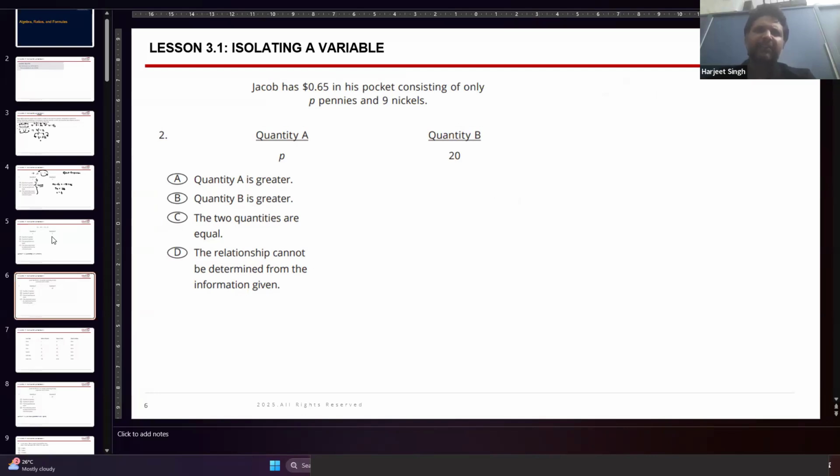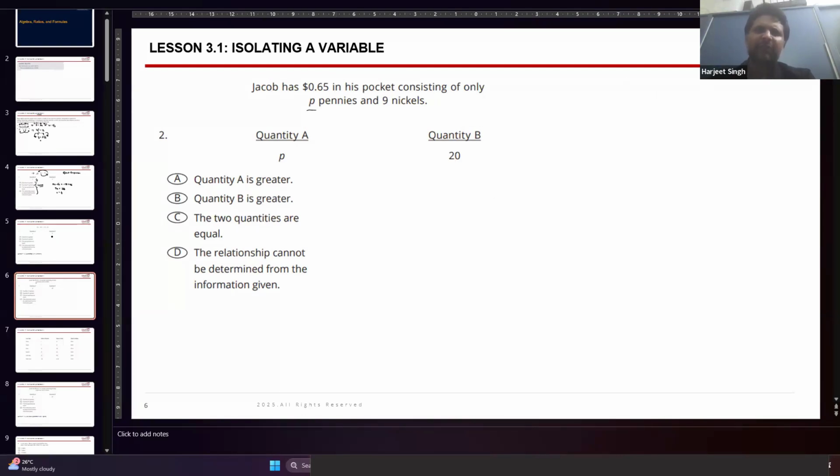So Jacob has $0.65 in his pocket consisting of P pennies and 9 nickels. So quantity A is P, which is the number of pennies, and B is 20. Now to solve this problem, clearly we need to know what pennies and nickels are, right?